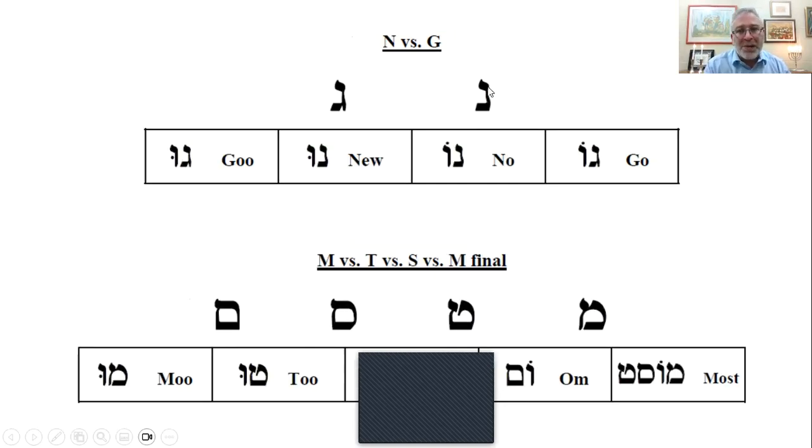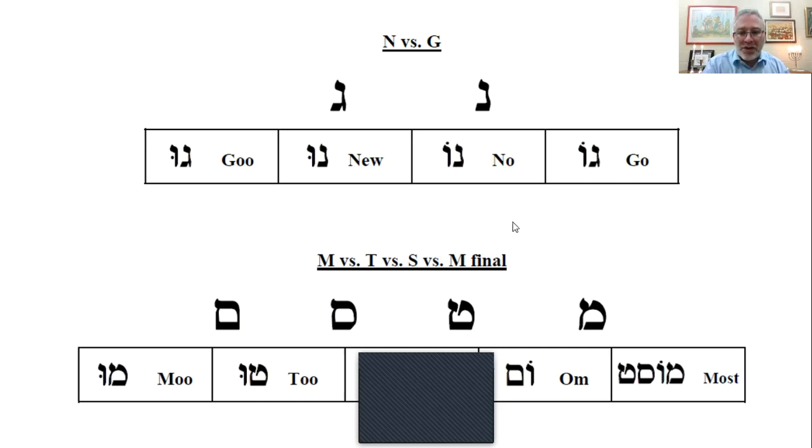Here are a couple other examples. You've got the N and the G sound. You'll recognize these again from a dreidel, the nun and the gimel. But you notice there's very little difference between the two. There's just that little tail, almost looks like a woman's high heel or a person's high heel, or a boot high heel, if you put it that way, on the left.